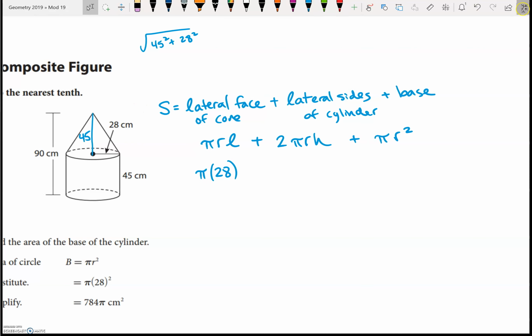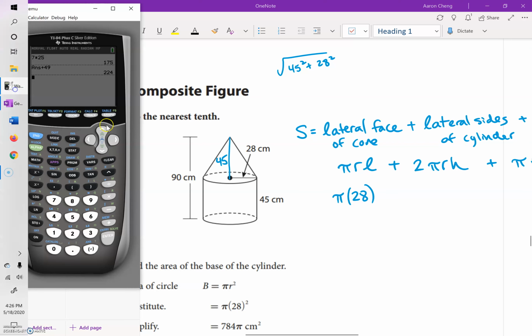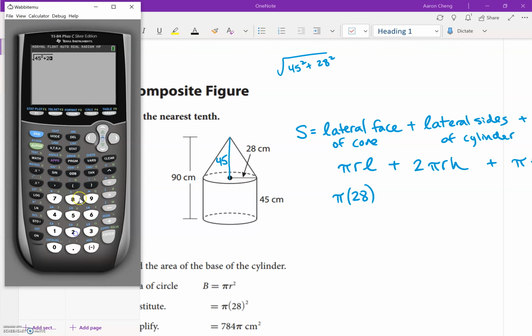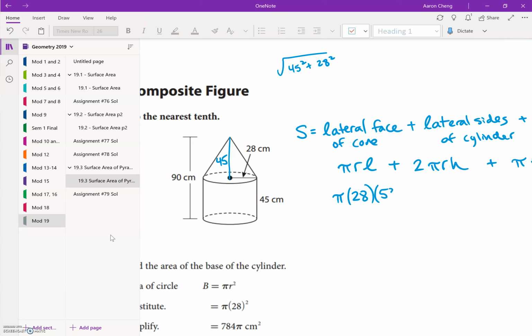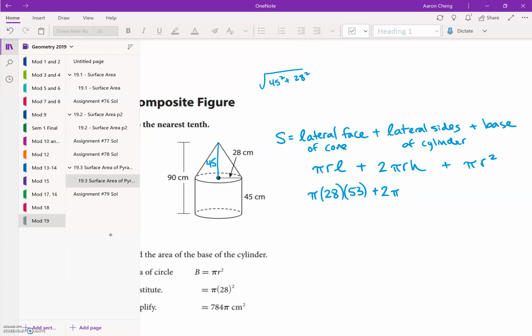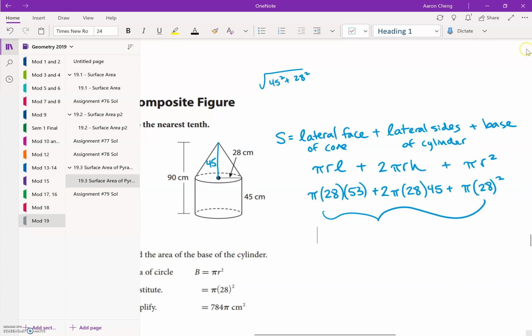This is probably going to be a whole number. 53, okay. And then we have 2 pi, our radius is 28, our height is 45, and then pi, our radius is 28 squared. Now, I could spend time to evaluate this, but I'm running low on time, so I'm going to go ahead and move on to the next problem. We just add these all together, put them in terms of pi around it.